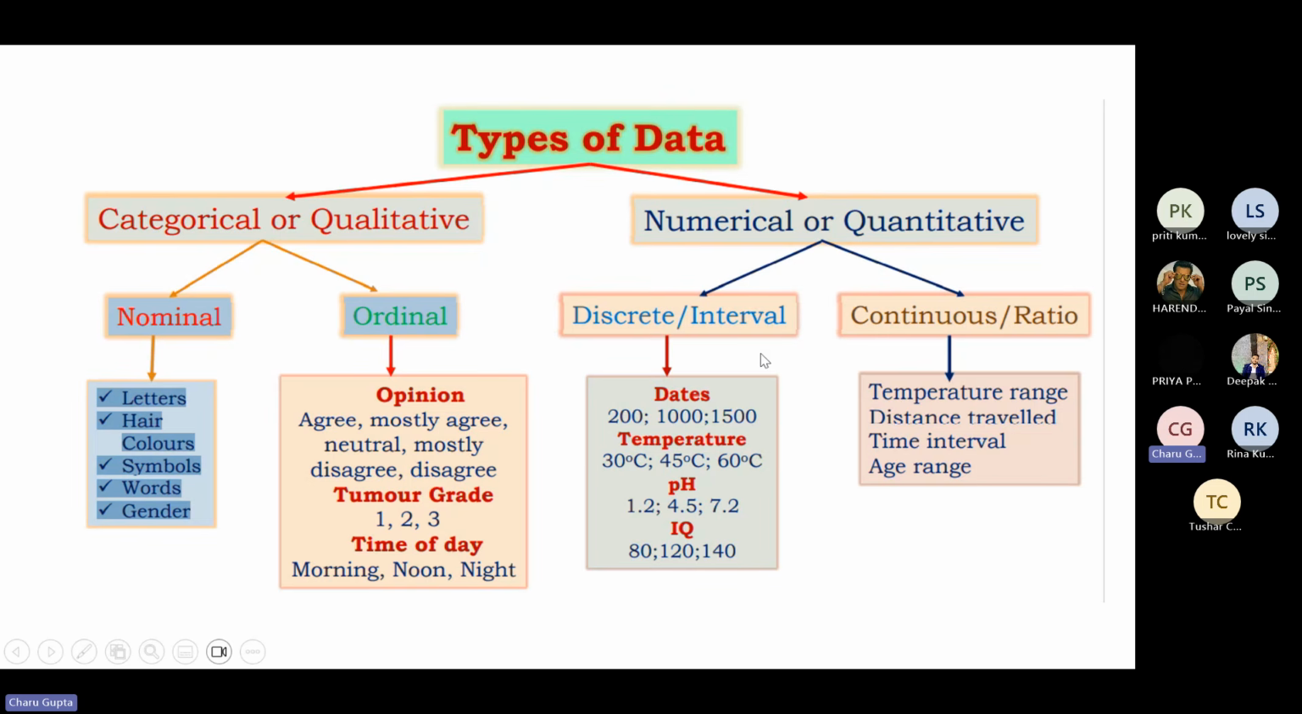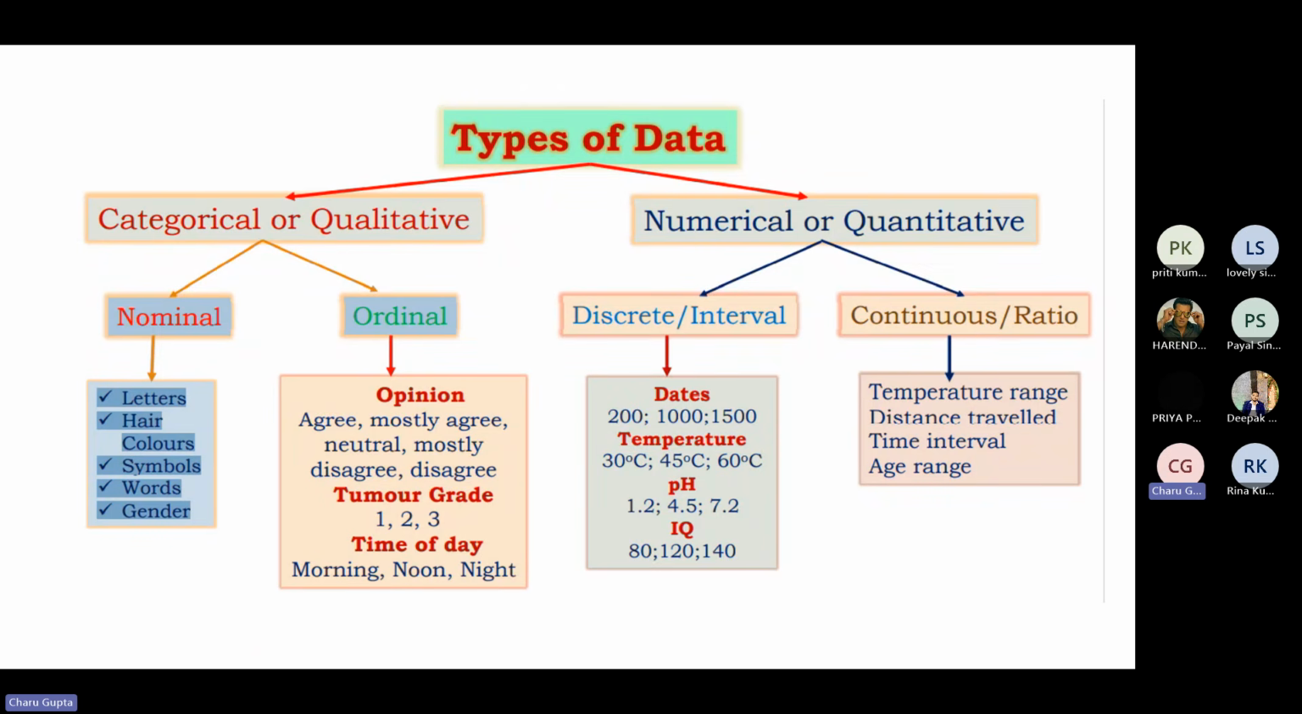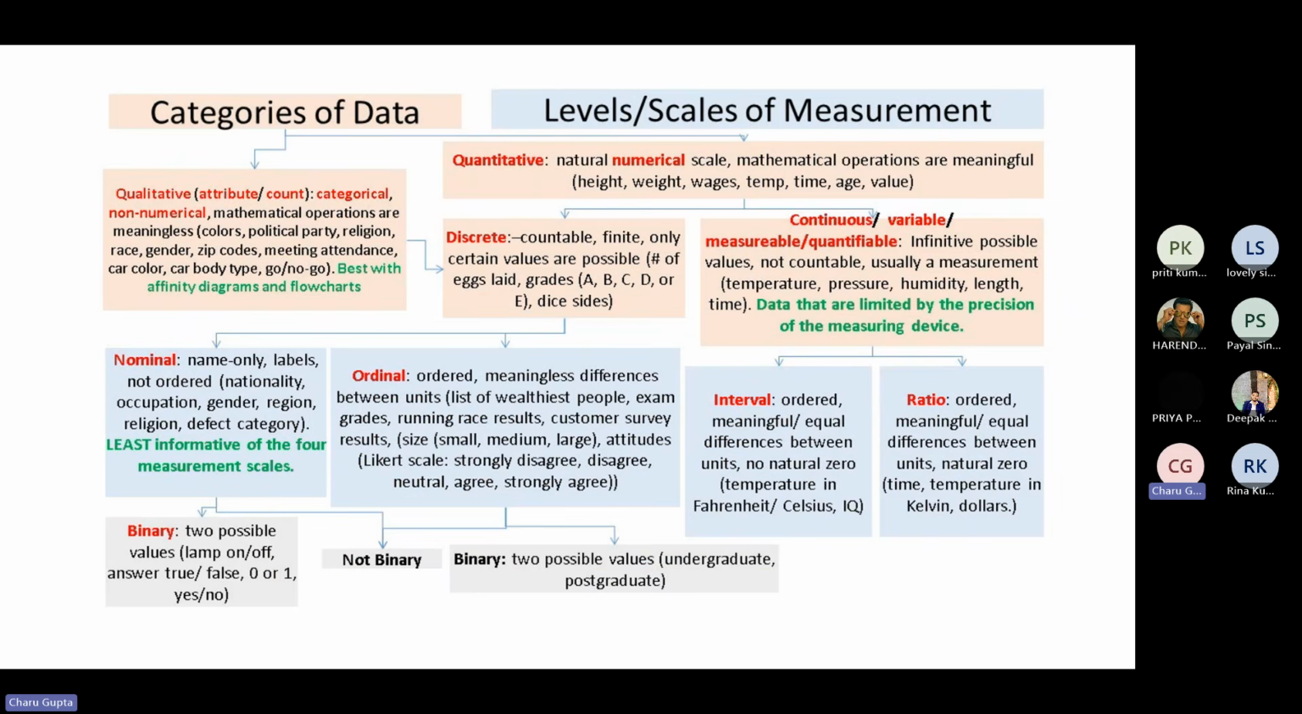Next is discrete or the interval ratio. Discrete or the interval is the numerical or quantitative data like 30 degrees, like temperature, pH, IQ, marks. Okay. Continuous is like again the continuous ratio, distance traveled, time interval, age, range. So these are the different types of data that we will be dealing with.